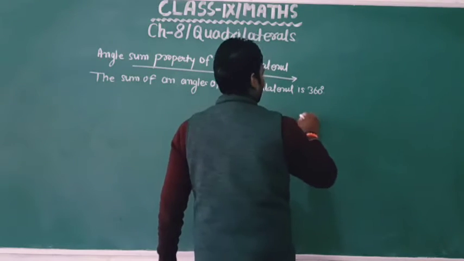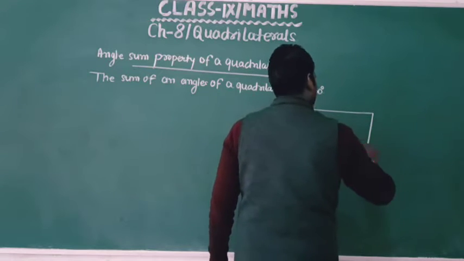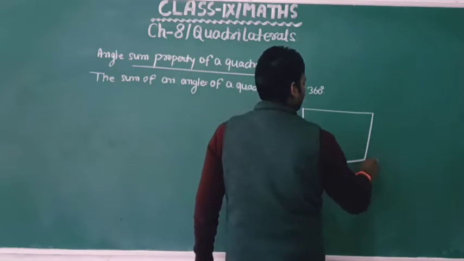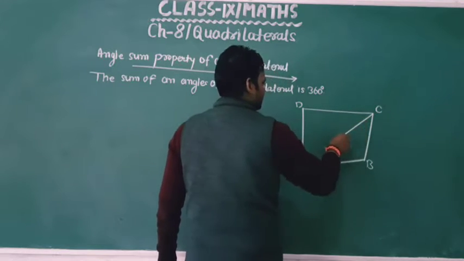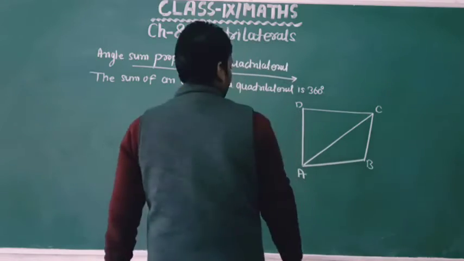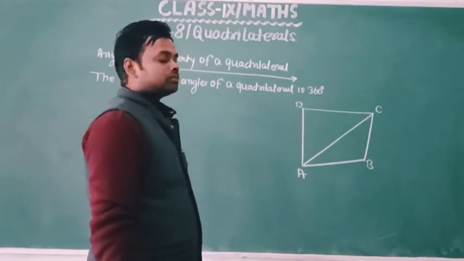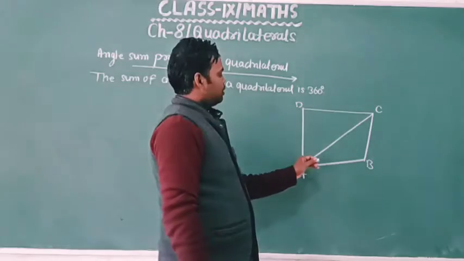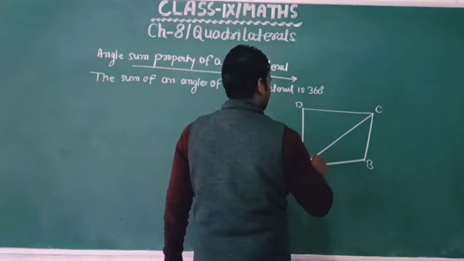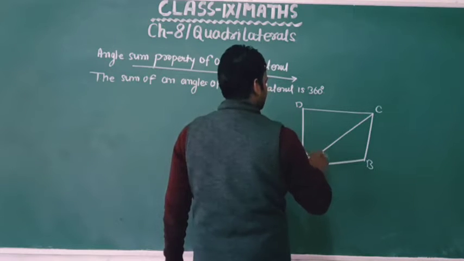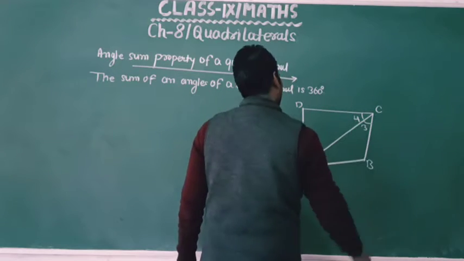So first, drawing a quadrilateral. Let us consider a quadrilateral ABCD, and diagonal AC divides it into triangles. Okay, here also write angle A and C, the quadrilateral divided in two parts. This is angle 1 and this is angle 2, and here this is angle 3 and this is angle 4.